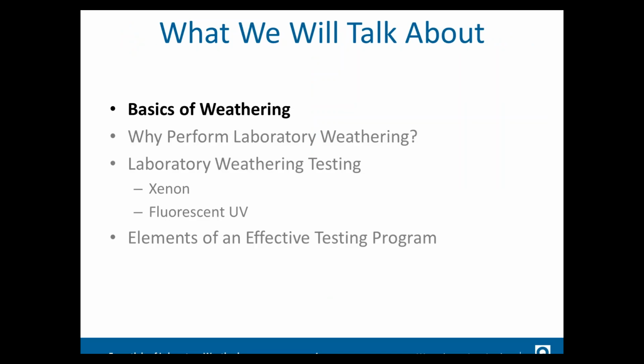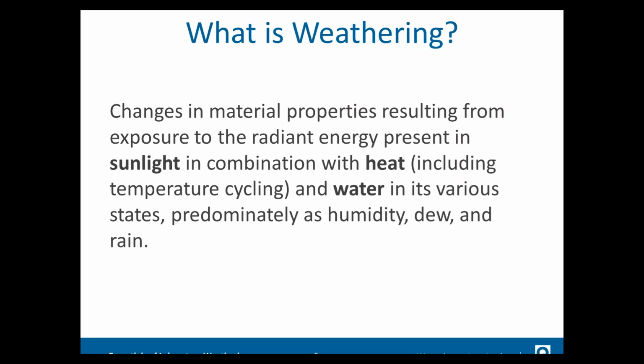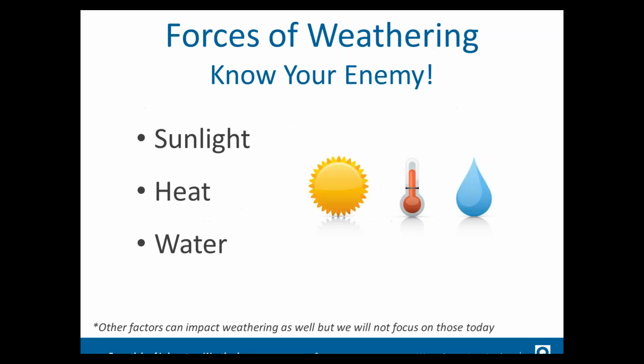But before we can really talk about laboratory weathering, we have to understand the basics of weathering. So that's what we're going to get into here first. When we say weathering, what we're referring to are changes in material properties resulting from exposure to radiant energy present in sunlight in combination with heat and water in its various states. The key takeaway is that when we talk about weathering, we're talking about sunlight, heat, and water, all three factors together.